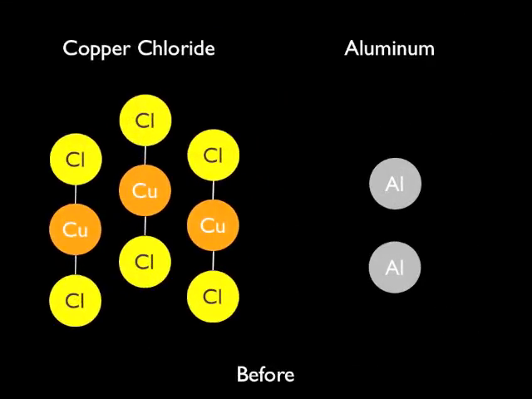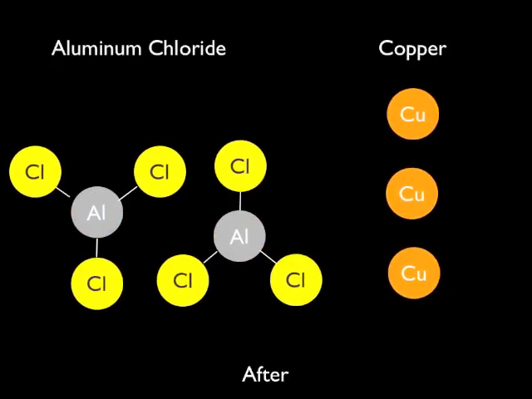If we were to create a model of this experiment, we would start with models of copper chloride, which have one copper atom and two chlorine atoms each. We'd also need models of aluminum atoms. After they've reacted, they've rearranged to form aluminum chloride, which has aluminum and three chlorines on each, and copper atoms.